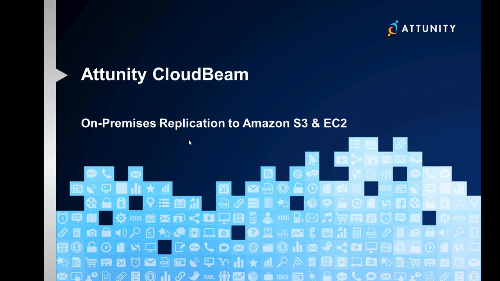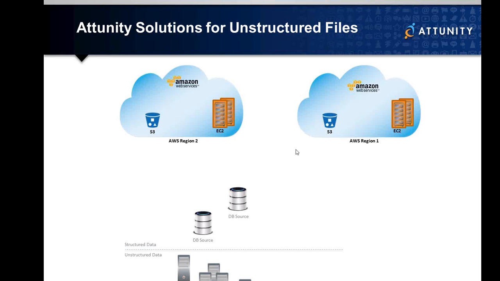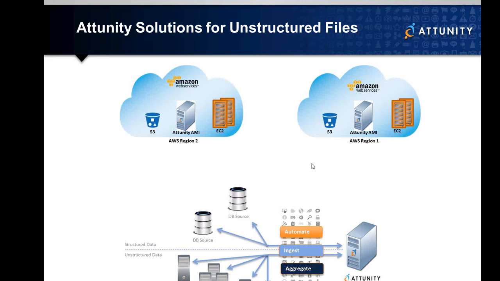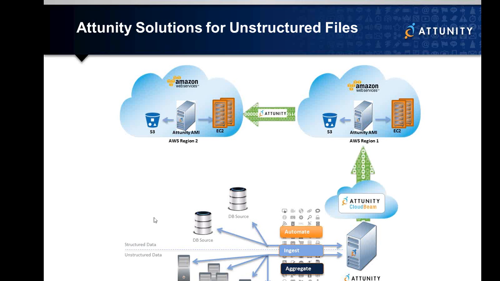So Attunity provides solutions to replicate data, often files and file systems, from source environments, often Windows and Linux, to Amazon S3 and systems living on EC2. That can be anything from collaborative files to applications to content, and then, of course, to storage. So let's take a look at some of these topologies that exist in the real world.